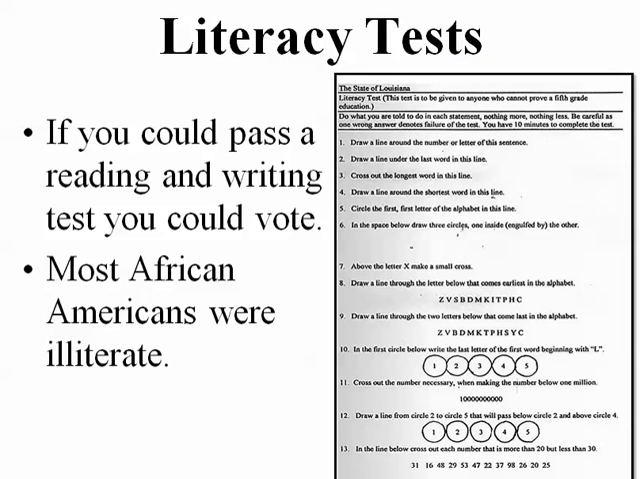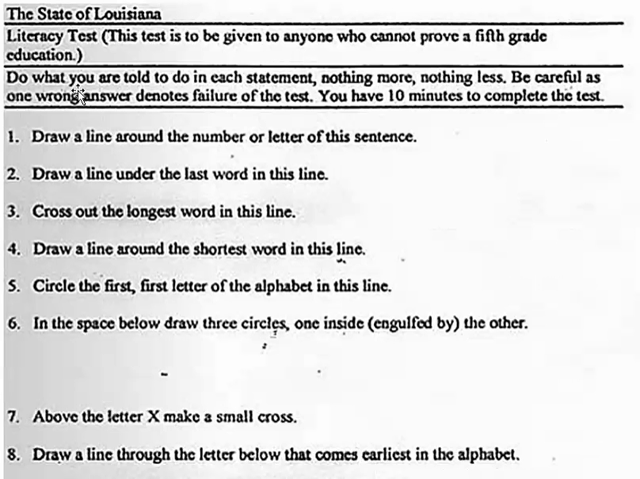A literacy test was another device to keep African Americans from voting. Before you could vote, you had to take a test first to see if you could read and write. Here's an example from Louisiana. I'll enlarge it in just a second. If you could pass a reading and writing test, you could vote. And a lot of African Americans were not literate. They were illiterate, couldn't read and write. So this is a way to keep African Americans from voting and to resist the 15th Amendment, the male suffrage amendment. And here it is here.